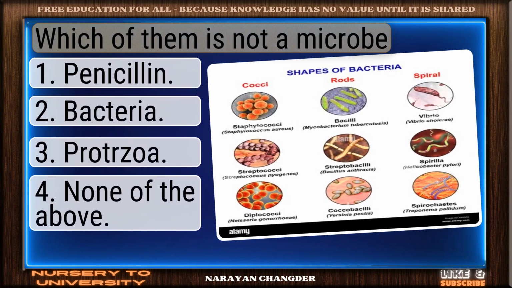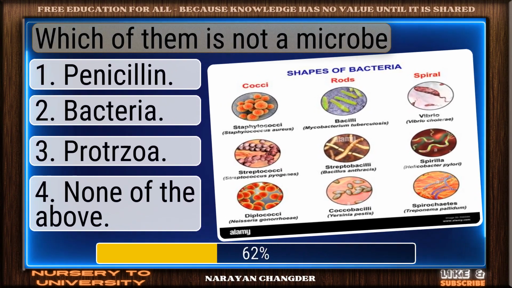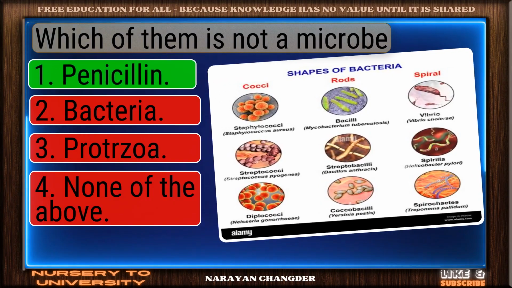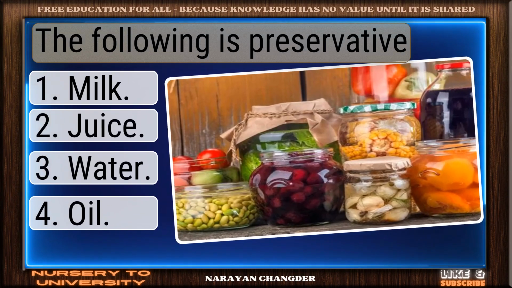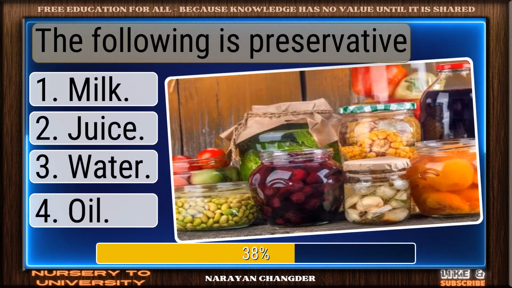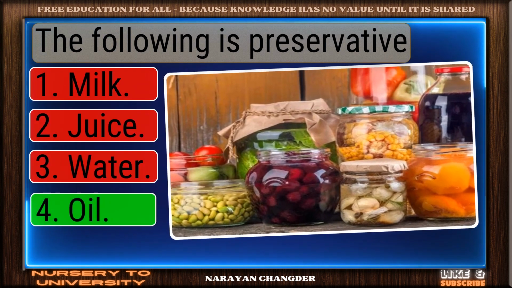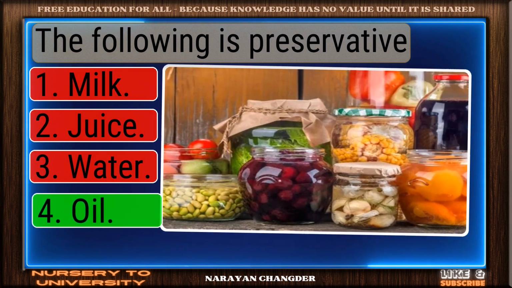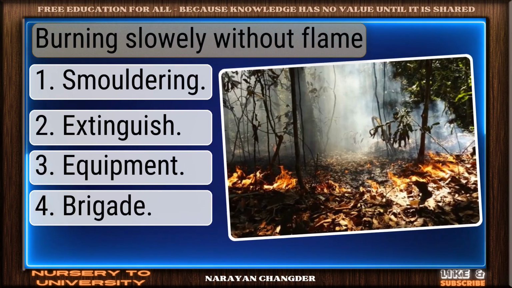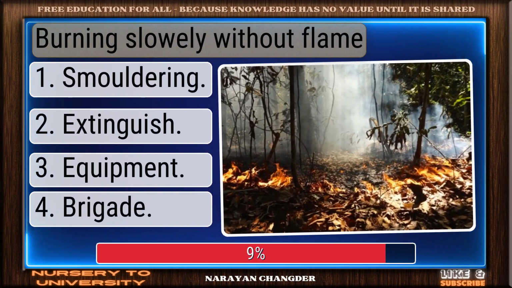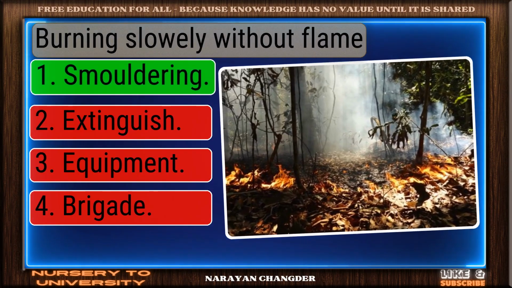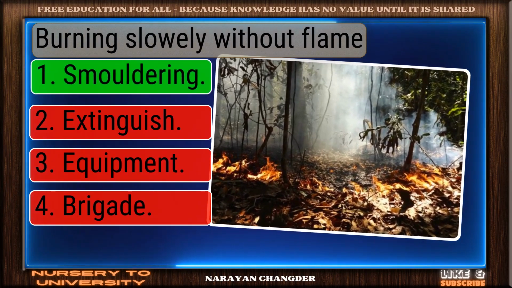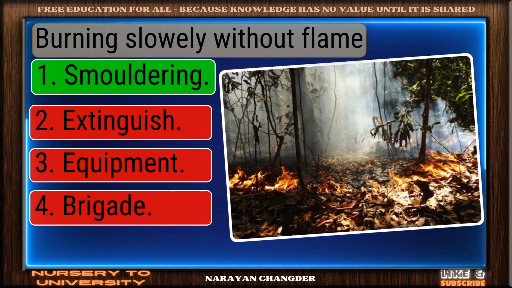Which of them is not a microbe? Valid point. Penicillin is true. The following is preservative. Exactly. Oil makes sense and it is right choice. Burning slowly without flame. Nice selection. Smoldering is the correct and valid answer.